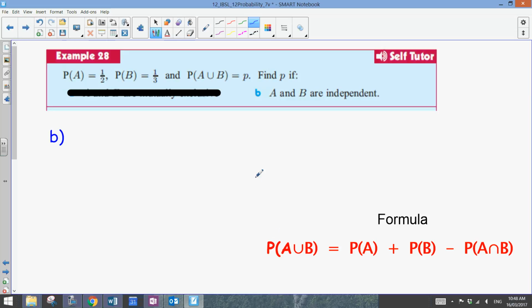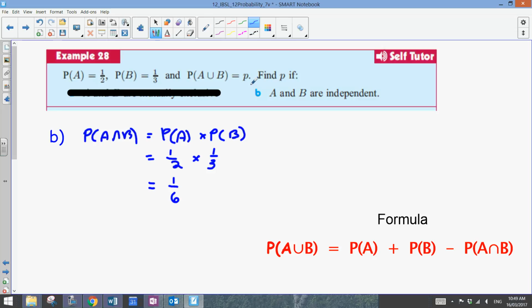For the second part of this question, we want to figure out what P is so that A and B are independent events. For them to be independent, again, we want the intersection to be found by just multiplying the two separate probabilities. So let's see, probability of A times probability of B, 1/2 times 1/3, comes out to be 1/6.